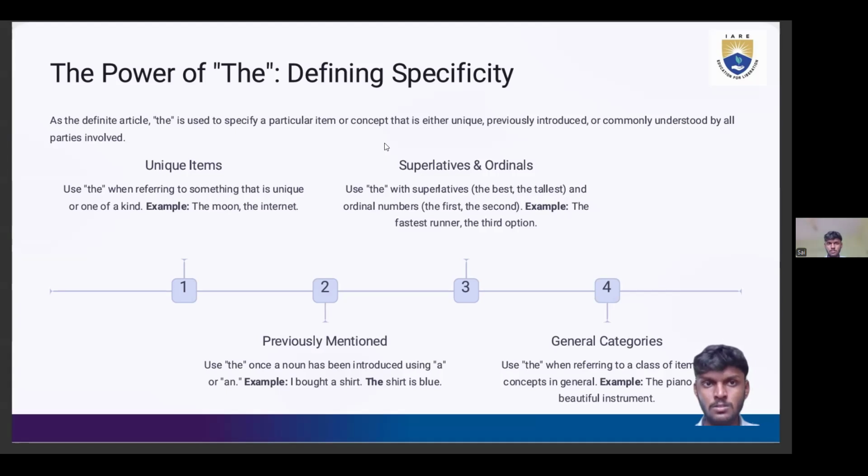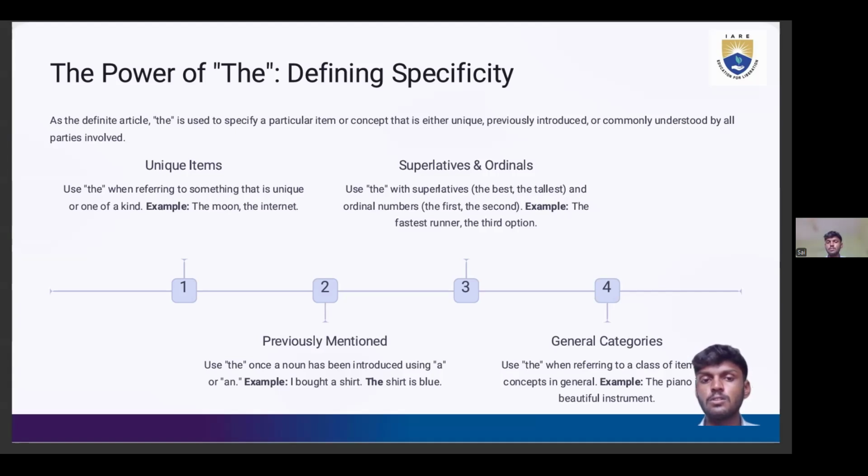And also, the is used for previously mentioned nouns. Use the once a noun has been introduced using a or an. Example, I saw a shed. The shed is blue. General categories: use the when referring to a class of items or concepts in general. Example, the piano is a beautiful instrument.